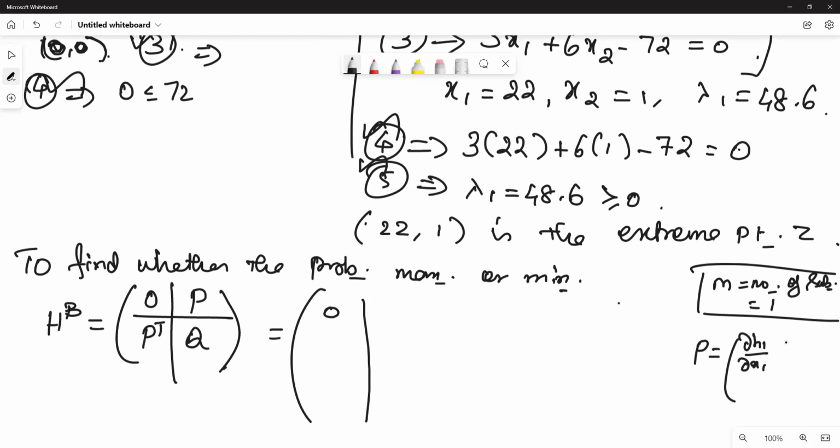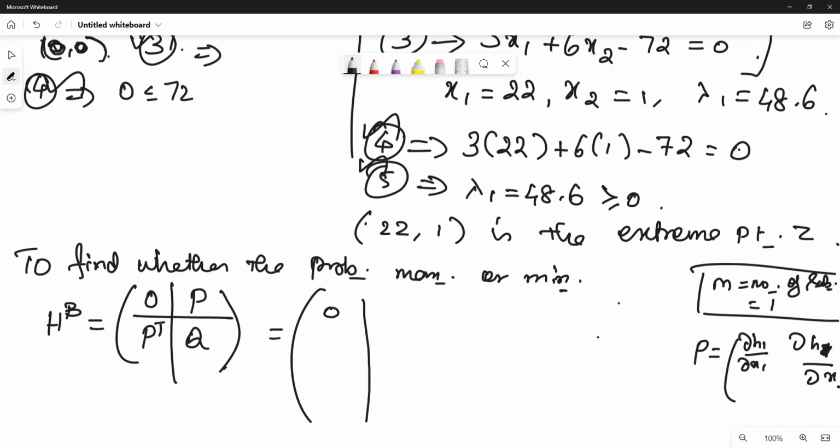So, P is nothing but ∂H1/∂X1, ∂H2/∂X2. If we have H2, then the second row will be the differentiation of H2 with respect to the unknowns. But here we have only one constraint. So, P is this: ∂H1/∂X1, ∂H1/∂X2.